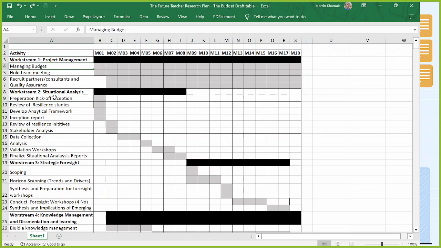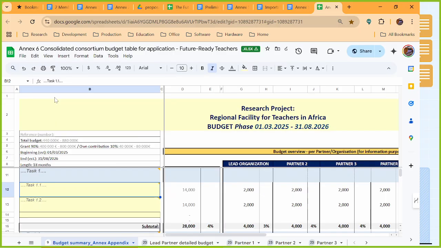So the next step, the first step is, let's look at these items here. Let's look at work stream 1, project management. It has managing budget, hold team meetings, recruit partners, and quality assurance. If we feel it's exhaustive, we can do an assignment of roles here. So that is work stream 1. The lead applicant takes that up, maybe assisted by the coordinator. And then how are you going to distribute it in this document?